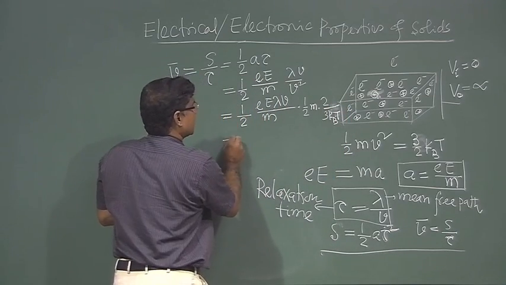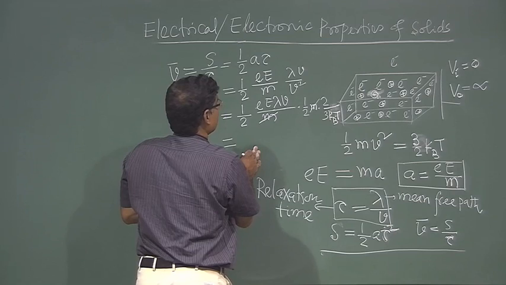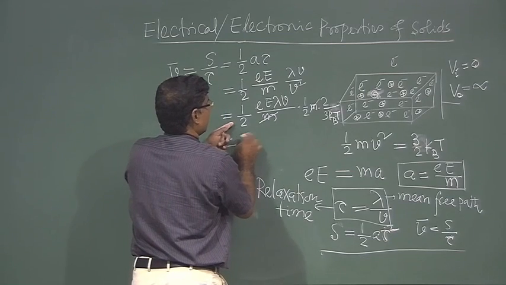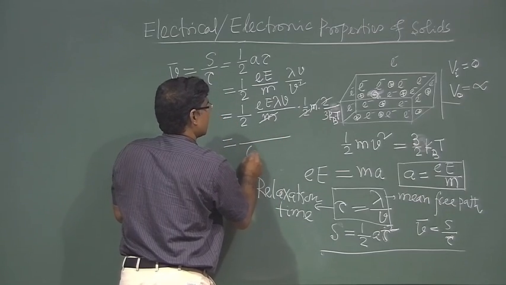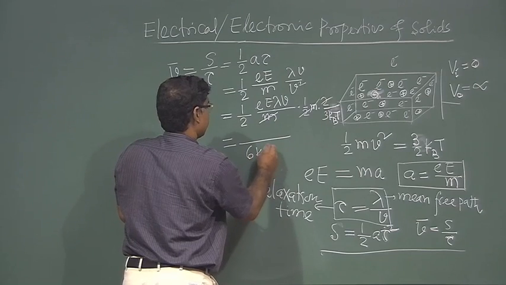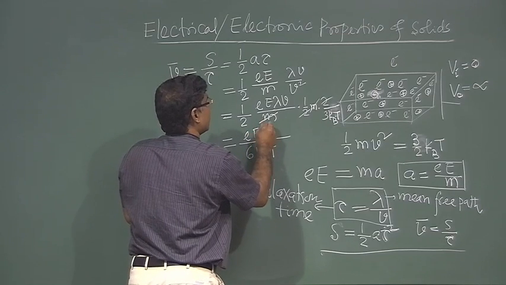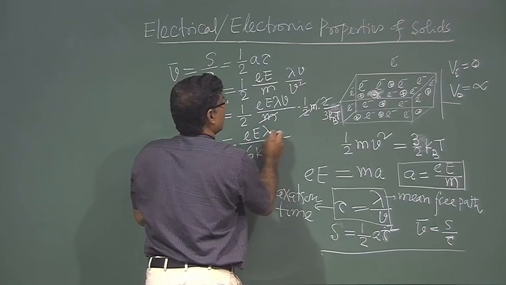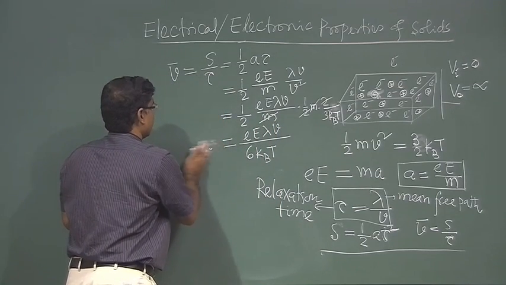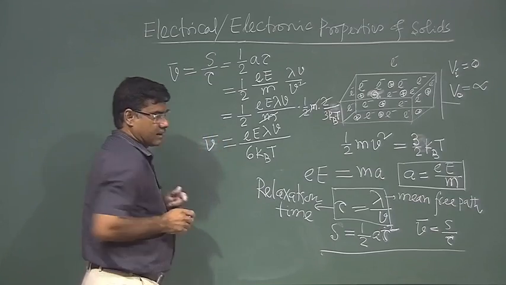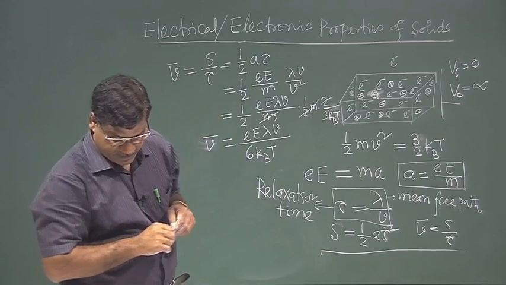So, what we are getting? We are getting this m, then this 2 will go. So, 6 we are getting, 6 k B T, e lambda v. Okay, so that is the drift velocity of electrons under electric field.